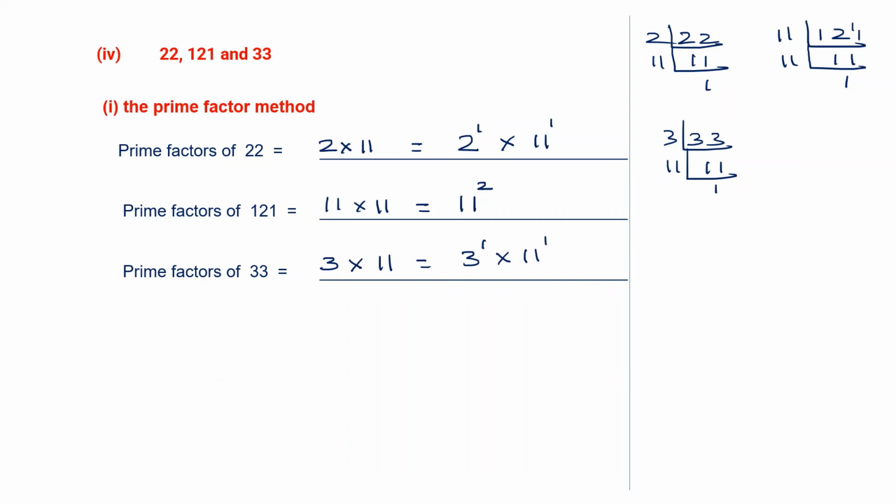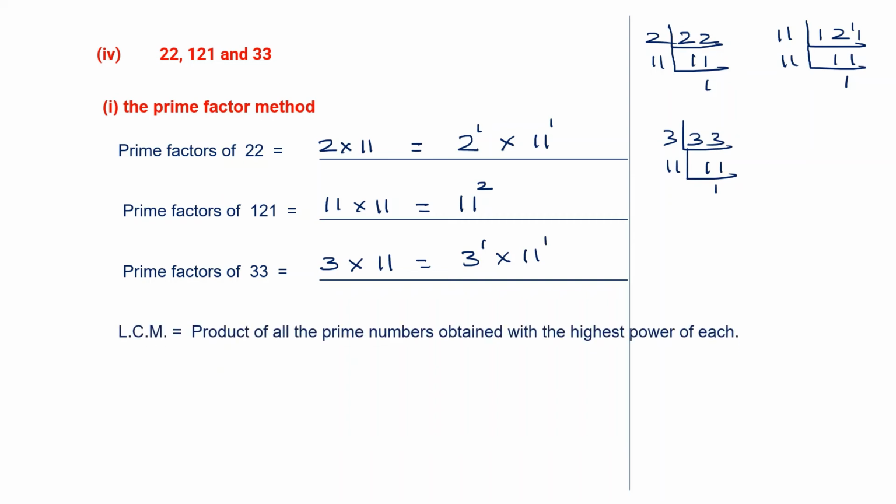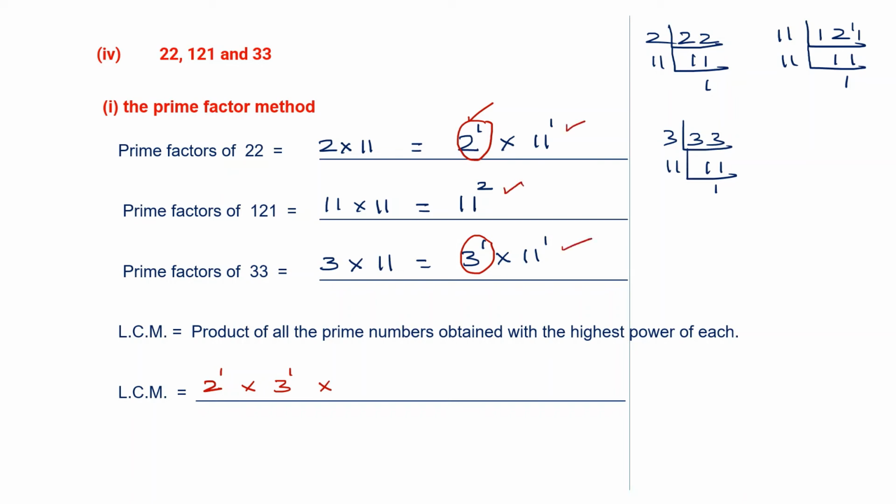Both are 1 each. So LCM is the product of all the prime numbers obtained with the highest power of each. So to find the LCM, I'm going to start with 2. So I have 2 raised to the power of 1. That's the only 2 I have. So let me write that down. 2 raised to the power of 1 into, let me look at the 3s. I have only one 3. So that is 3 raised to the power of 1 into, the next number is 11. I have 1 here, 2 and 1. That means this is the highest power. So that is 11 raised to the power of 2.